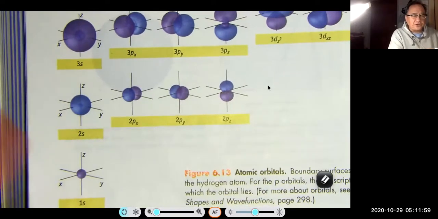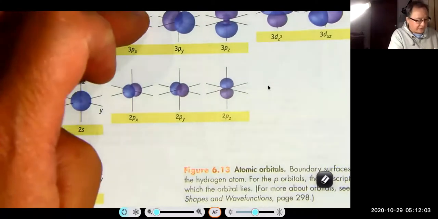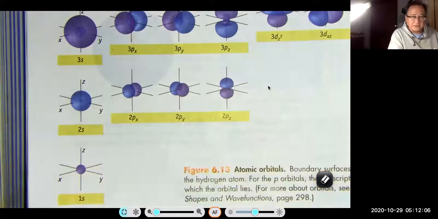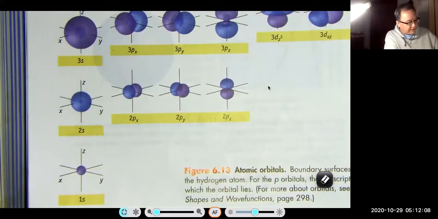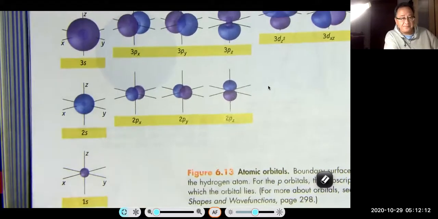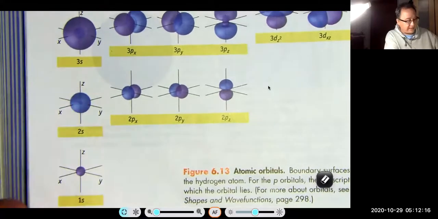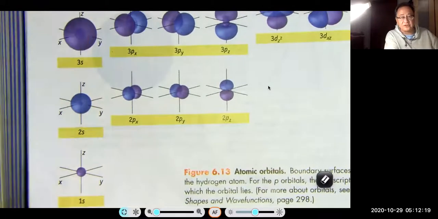So what I want to show you here is that each of these drawings is one orbital. So here, this is a 1s orbital. It looks like a sphere. And this is a 2s orbital. It looks like a sphere. And this is a 3s orbital, and it looks like a sphere.